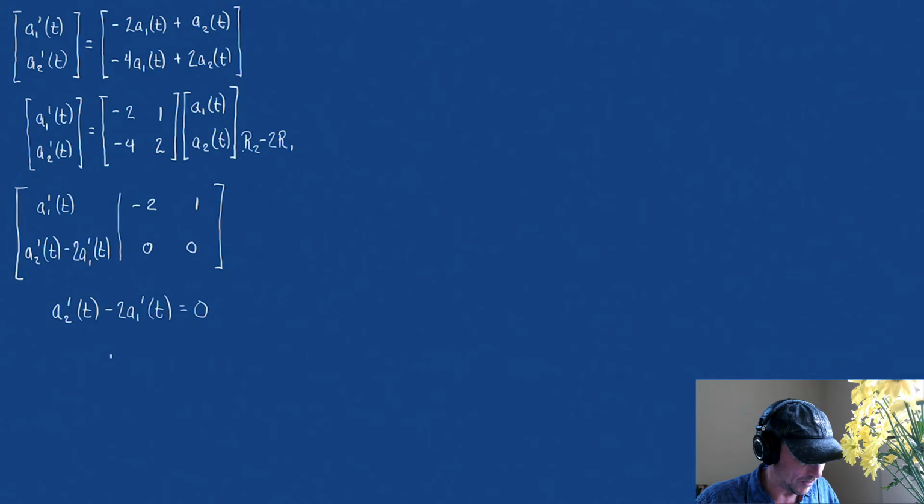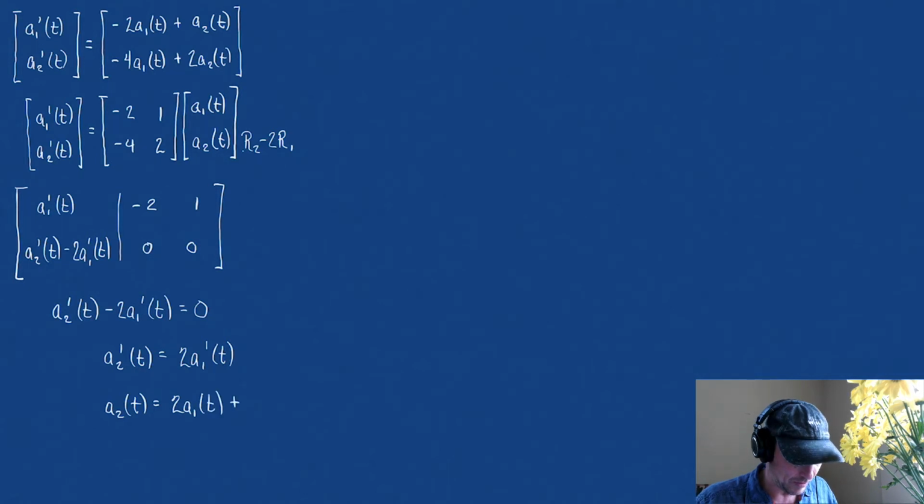So let's solve for this. a2 prime of t has to equal 2 times a1 prime of t. Let's integrate both sides. a2 of t is going to give me 2a1 of t plus some constant of integration. We'll call that b. Okay, now let's look at this. Now, if I want to solve this, let's go back up into this equation right here.